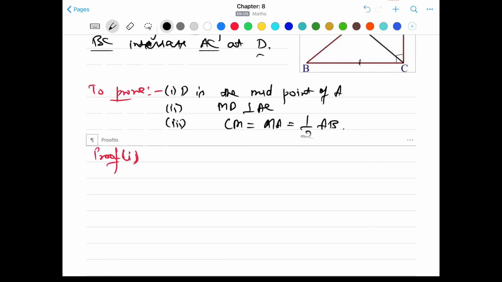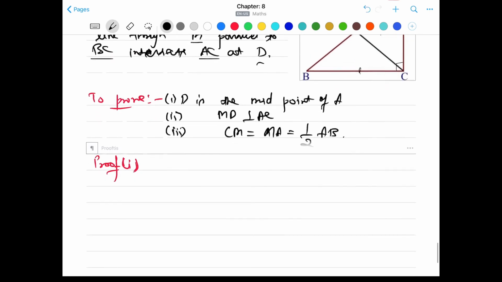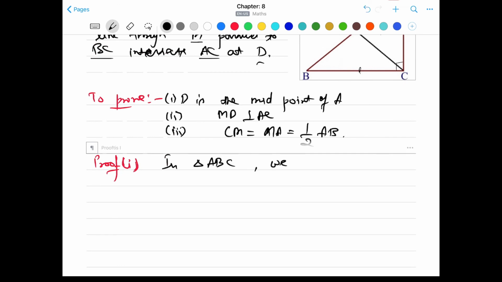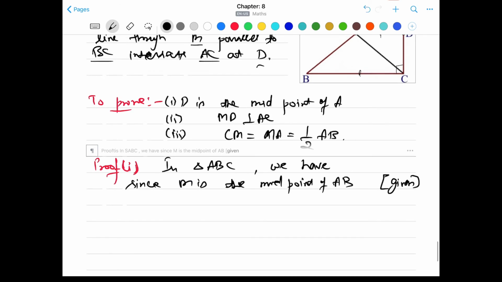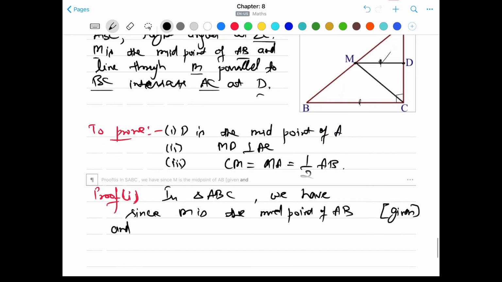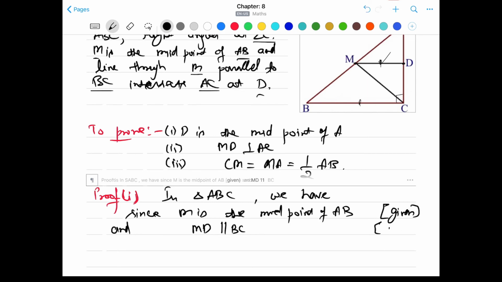What we have here is we have to prove D is the midpoint of AC. So we'll simply use the converse of the midpoint theorem. We'll write, in triangle ABC, since M is the midpoint of AB, this is given in the question itself, and the line through M, which is MD, is parallel to BC. This is also given in the question.